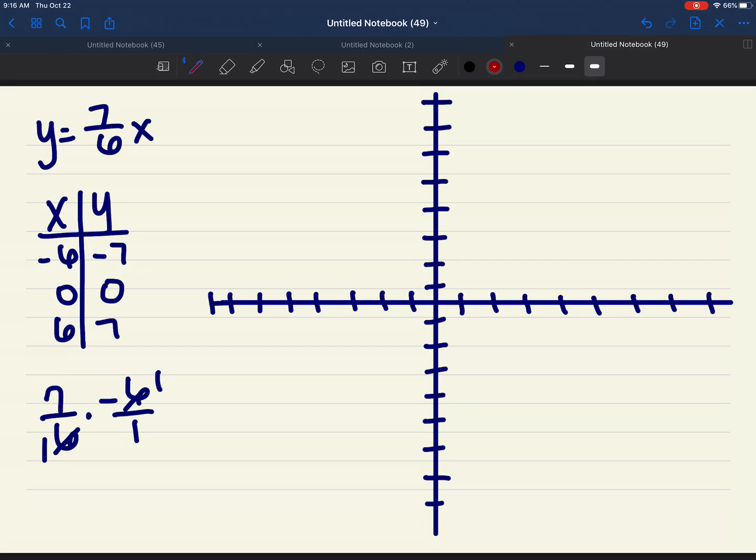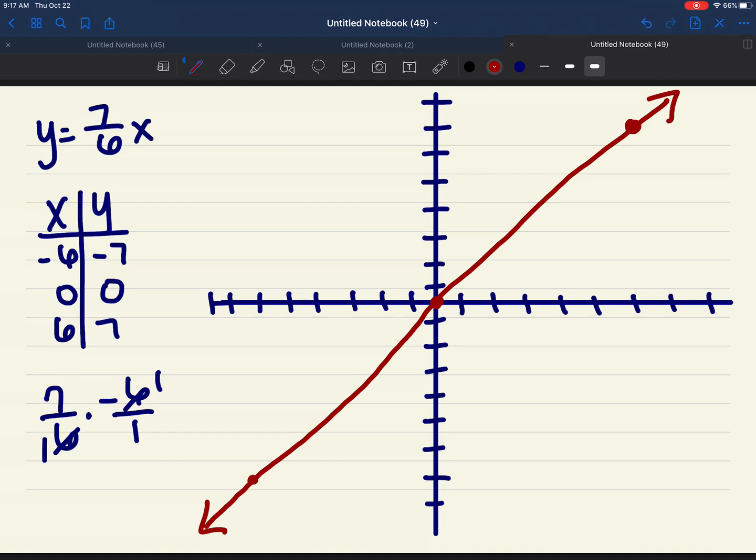Okay, so when I plot those points, I go -6 and -7, 0, 0, 6, 7. Sorry, I know my line's not very good. I'm trying to. Okay, what's my slope of this line?